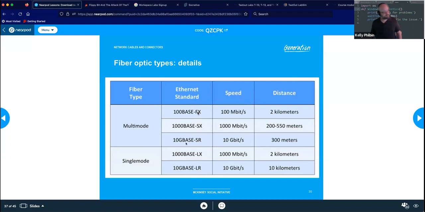Do we also use the repeater in the fiber optic? If you go beyond those distances, yes, you would need a repeater. So if I went beyond 10 kilometers with the single mode LR, then I would need a repeater to re-up the signal. So the distances that they have here are without a repeater.